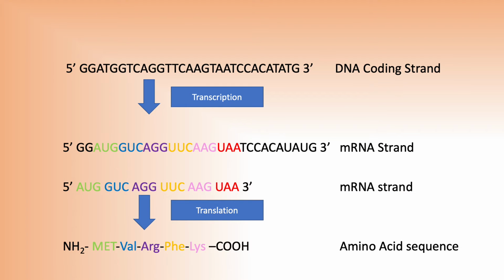If we look at the wild type mRNA strand, we first have to find the start codon, which is AUG, which is found in green. AUG codes for methionine. Next we have valine, which is in the blue, and then we have arginine, which is in the purple, and then we have phenylalanine, which is in the yellow, and we have lysine, which is in the pink, and then we have our stop codon in red.